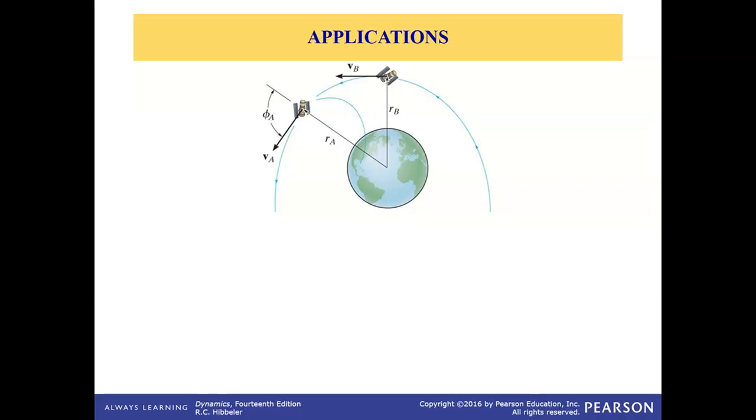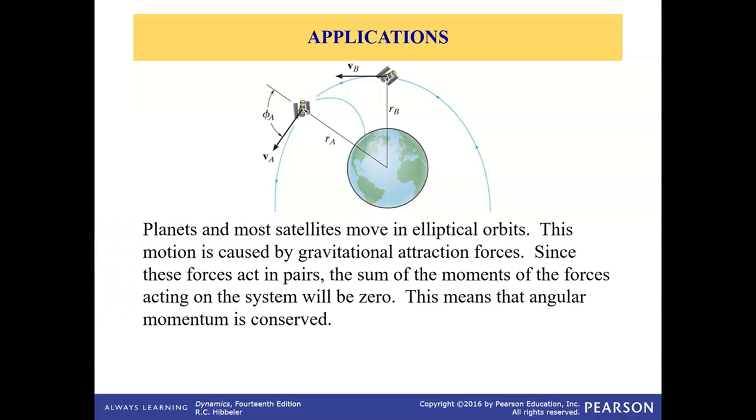What are the applications of angular momentum? Planets and most satellites move in elliptical orbits. This motion is caused by gravitational attraction forces. Since these forces act in pairs, the sum of the moments of the forces acting on the system will be zero. This means that angular momentum is conserved.